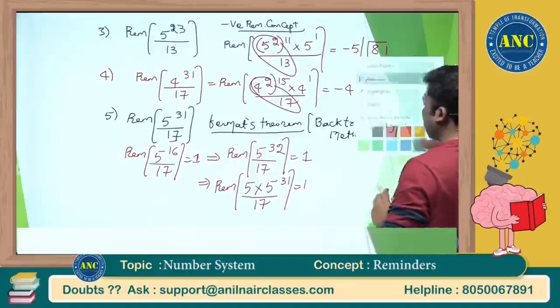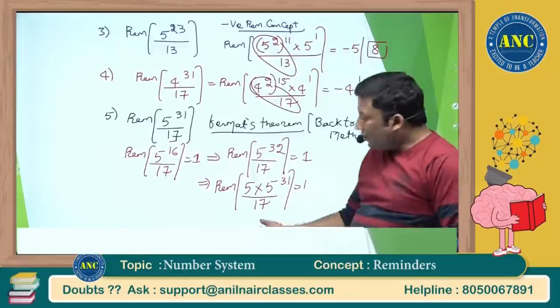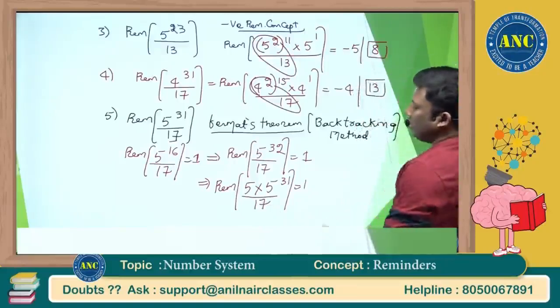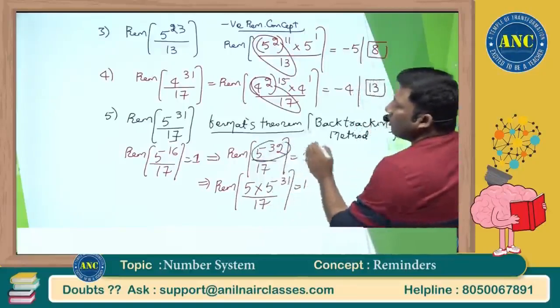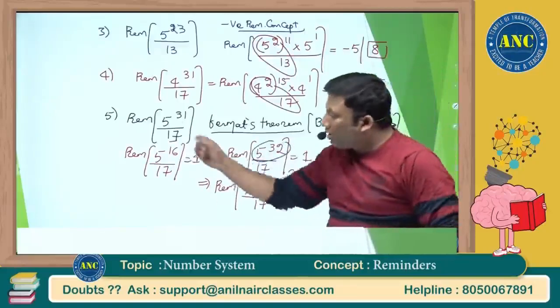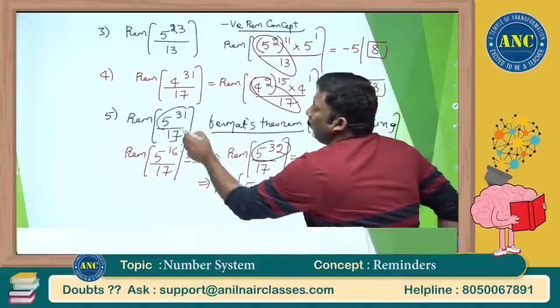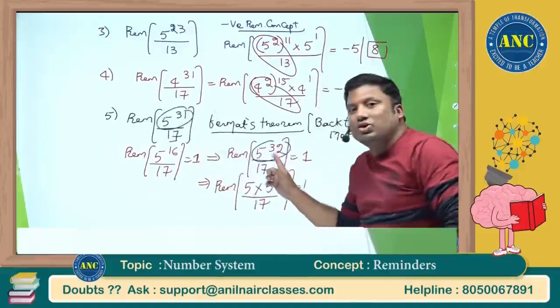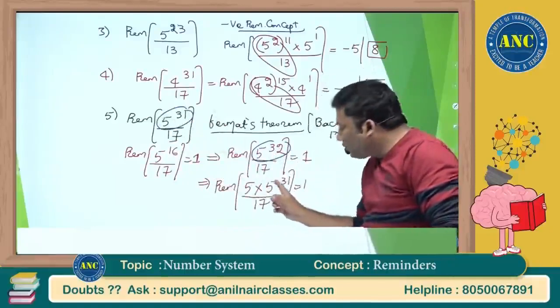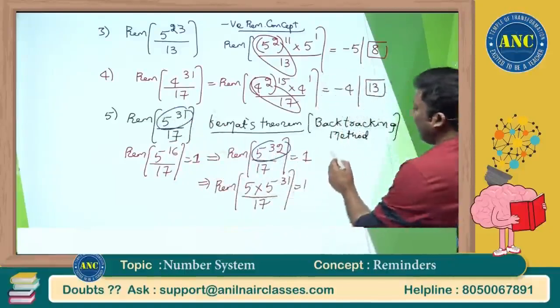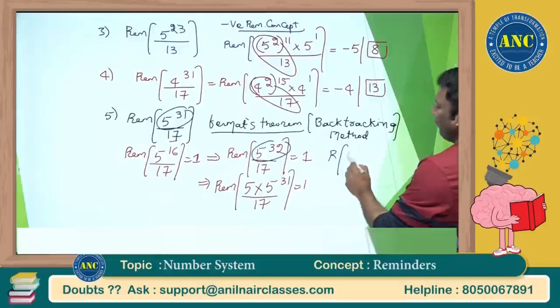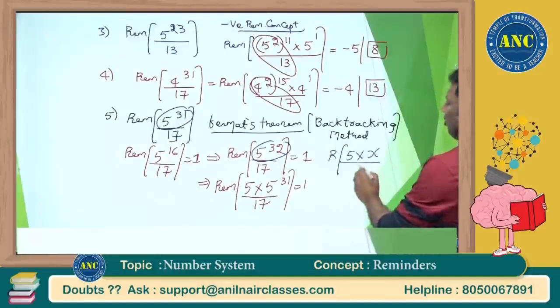Listen carefully here. This is a very good problem. 5 power 32 we got, but according to the question, we need 5 power 31. So 5 power 32 can be written as 5 into 5 power 31. 5 divided by 17 is 5. 5 power 31 divided by 17: I don't know, call it x.